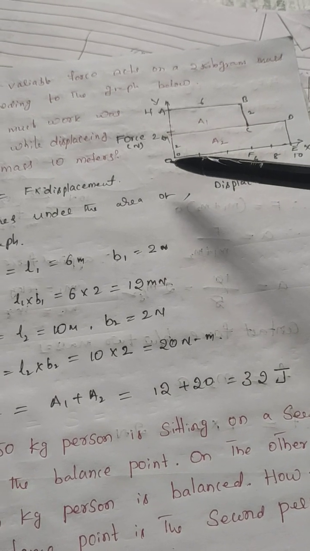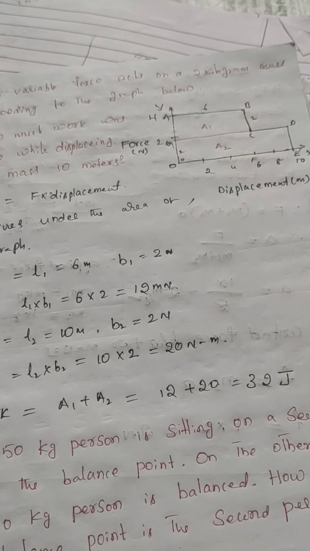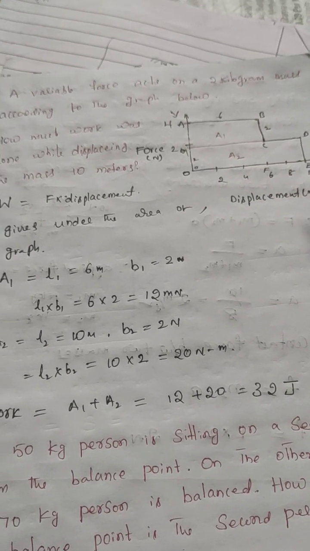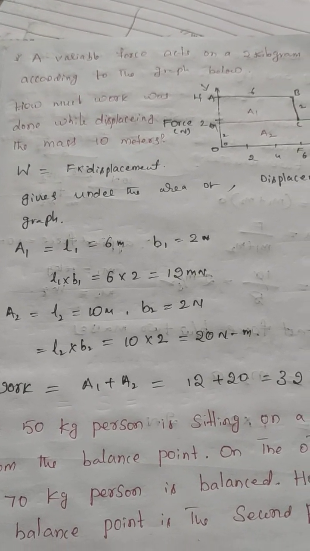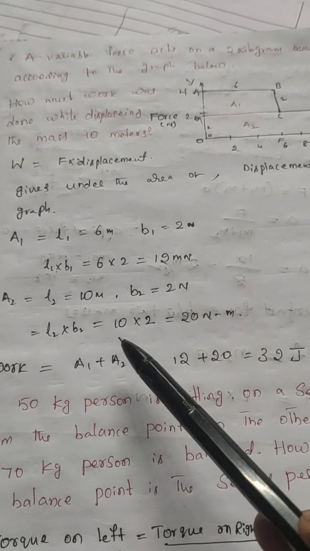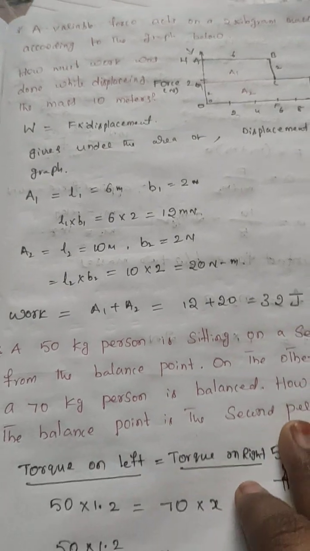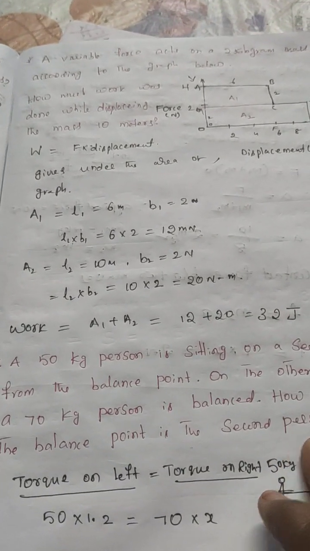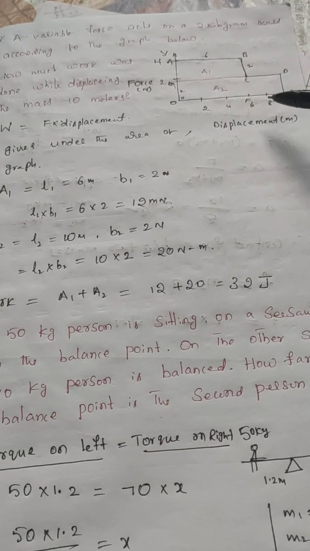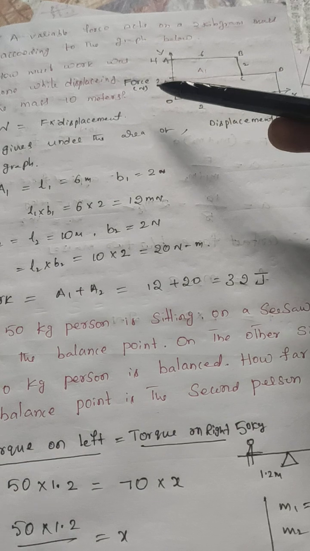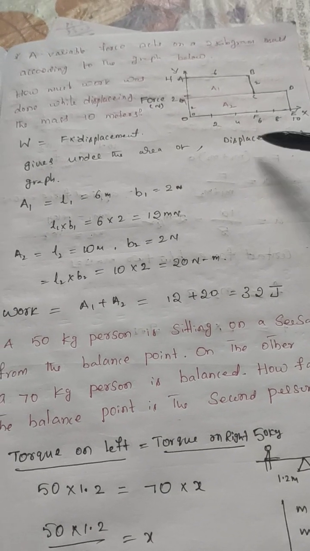Next, the second rectangle is O, G, D, E. Here the breadth is 2 Newton. Next, the length is a total of 10 meters. Now area 2 is L2 into B2. That means 10 into 2 gives 20 Newton meter. Now the total work is the area under the graph. Under every graph, the area gives the product of the y-axis component and the x-axis component. It gives the area.